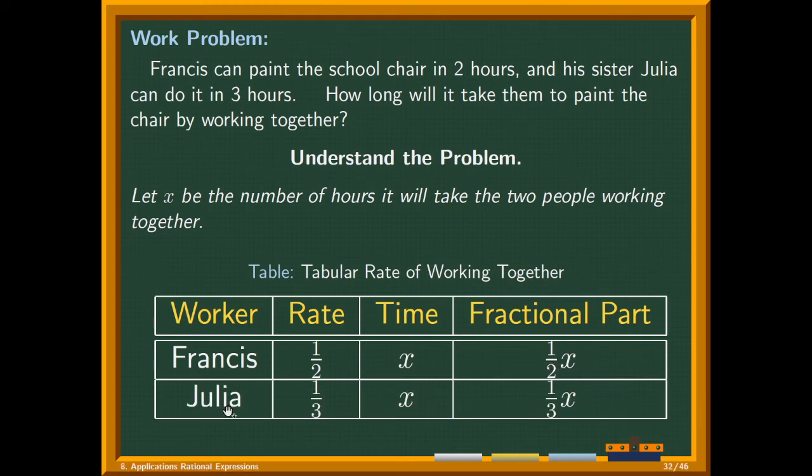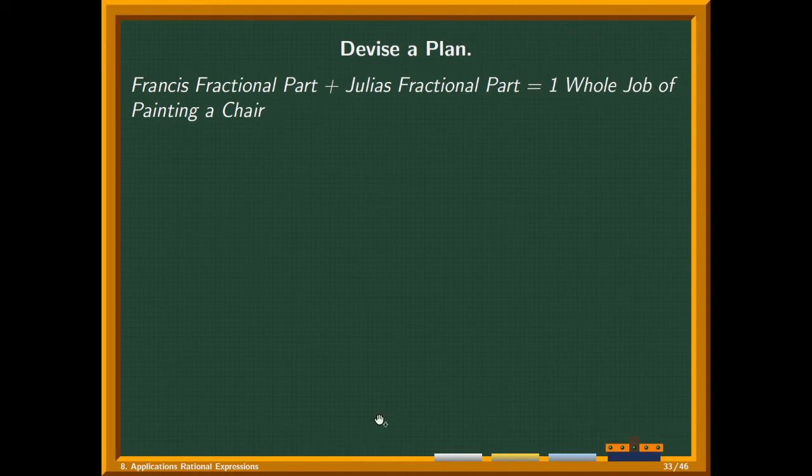While Julia, the same job painting the chair, we have 1 and the rate is 3 hours. So since they are going to work together, the time is unknown. And this is multiplied: 1/3 x or x over 3. Next is to devise a plan. So what are we going to do? Okay, this is the plan. Francis' fractional part plus Julia's fractional part is equal to one whole job of painting a chair.